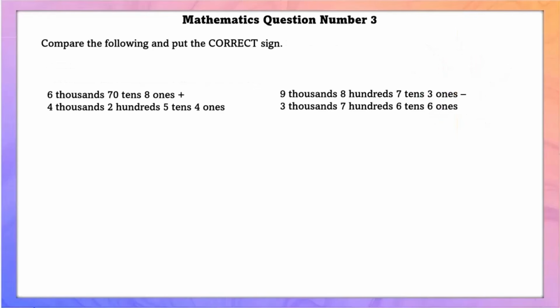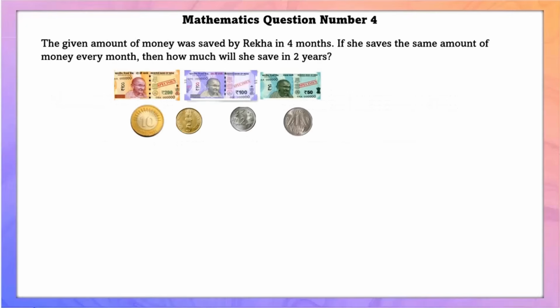Mathematics question number 3. Compare the following and put the correct signs. Here 6,708 plus 4,254 is equal to 10,962, and 9,873 minus 3,766 is equal to 6,107. Therefore, 10,962 is greater than 6,107.